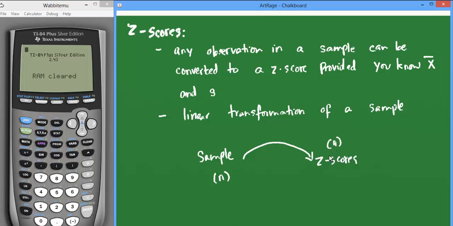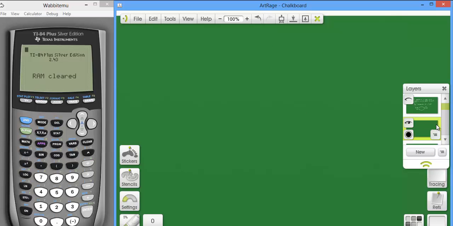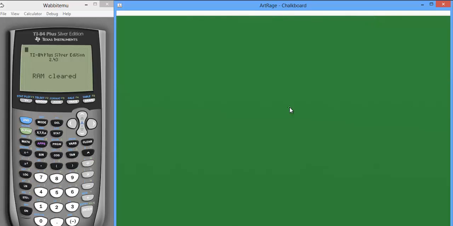So, if you can obtain n z-scores from a sample containing n observations, it is always also possible to go back. You can go back from the z-scores. So, I'm going to show you how to find the z-score of an observation from a sample. First, we'd like to know how to convert an observation to a Z-score from a sample.